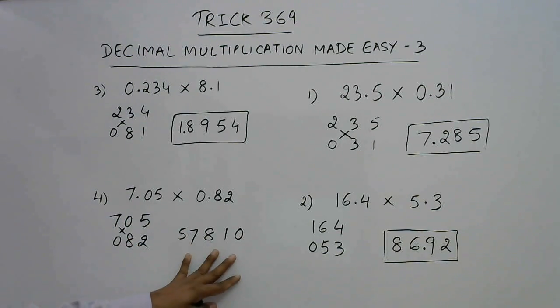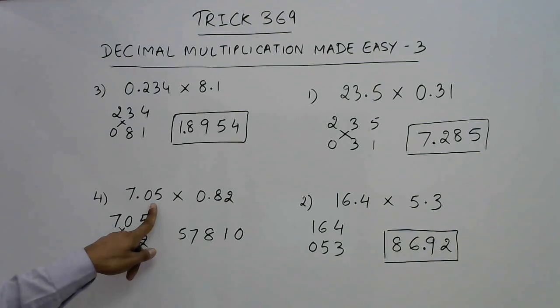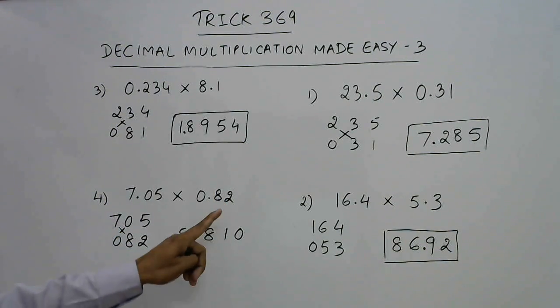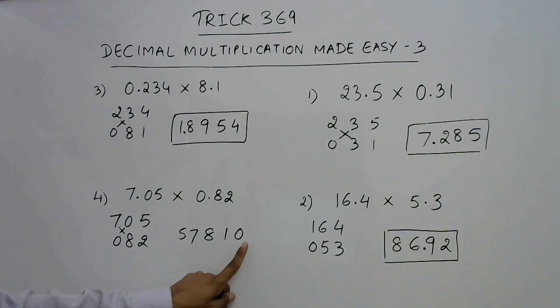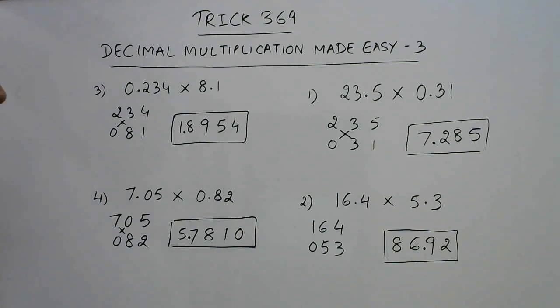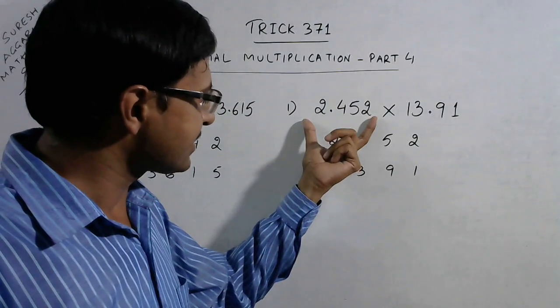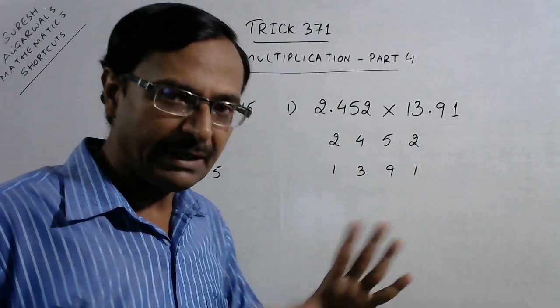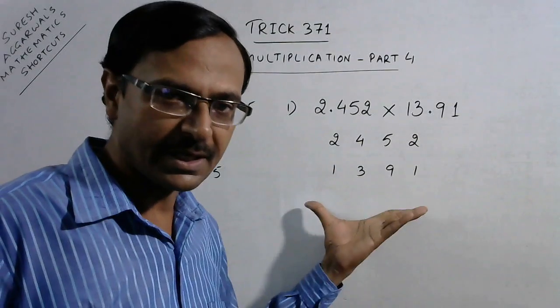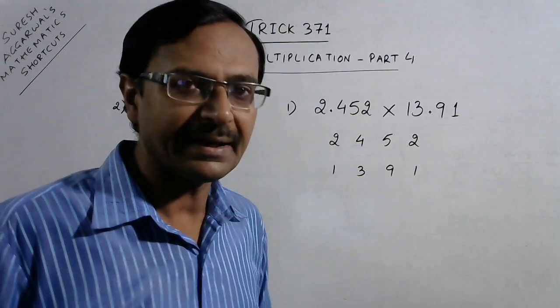And now look for the decimal. 2 digits after decimal here, 2 digits after decimal here. So in total we have 4 digits after decimal. So start counting from here. 1, 2, 3, 4. Put a decimal after this. You get your final answer as 5.781. See, all the 4 digits in this number I have written by leaving the decimal. Here also 1391. So both the numbers contain 4 digits if you neglect the decimal.